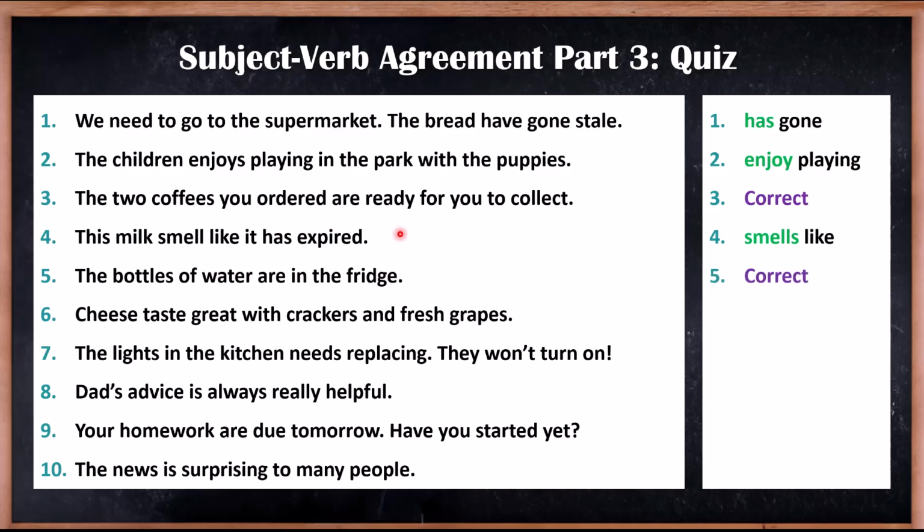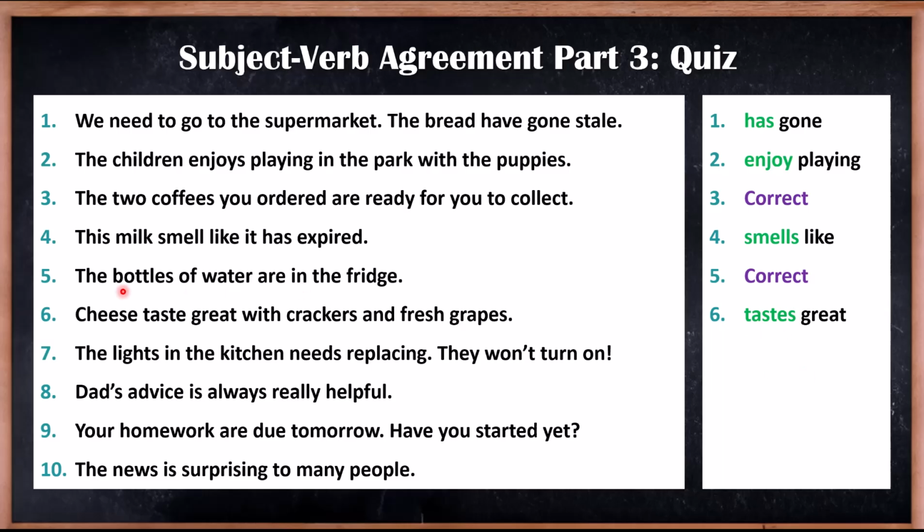Number 5 is correct. Now, water is uncountable. However, we're talking about a quantity. We're talking about bottles of water. So the subject is bottles. If we did not have bottles of and said the water is in the fridge, that would be correct. But because we have this quantity and it's a plural countable noun, we have to use a plural verb. Are, not is.